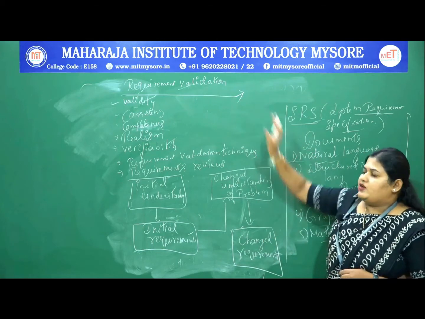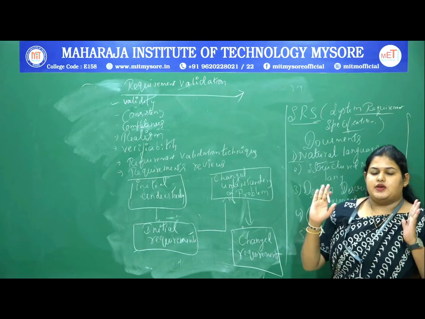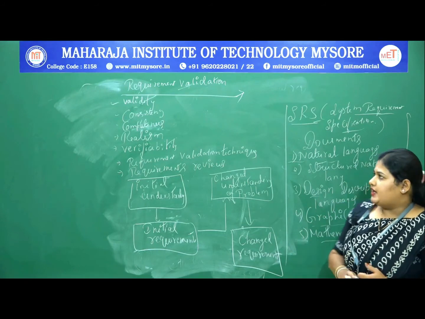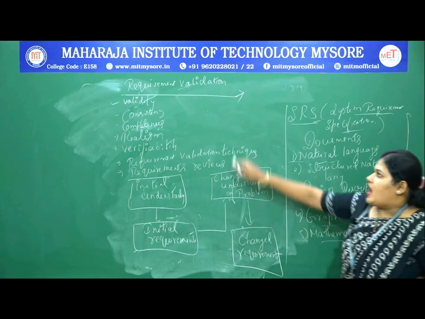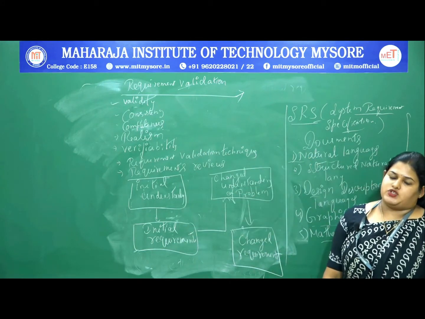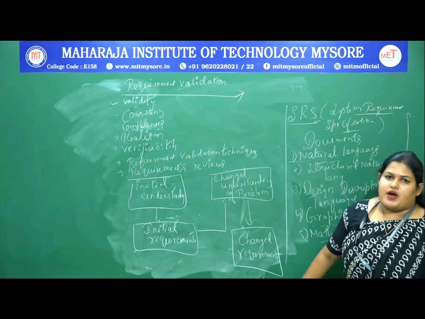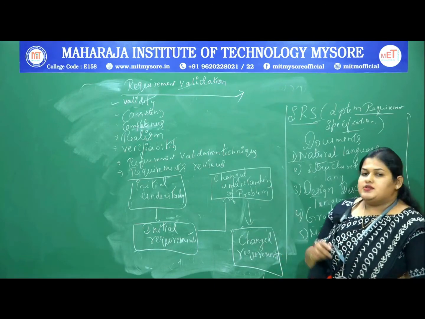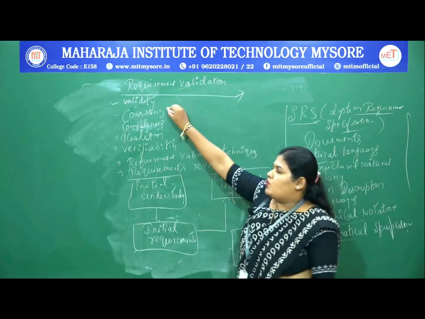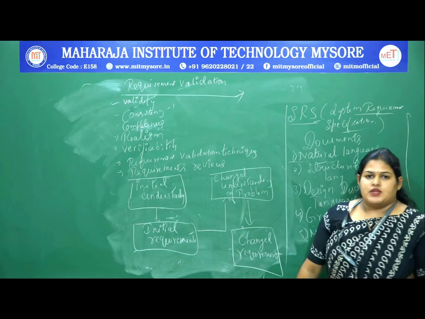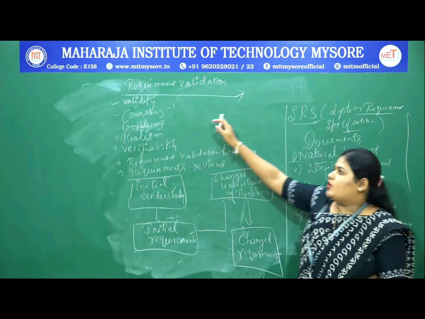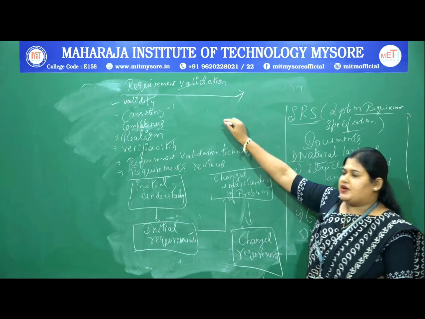So what is this requirement validation? Once the product is ready, with the design ready and the implementation ready, the next thing I do is the requirement validation. How will you validate the requirements? There are some points that should be satisfied. The very first is validity: we look into the validity of the required software product, whether it meets the customer requirements.